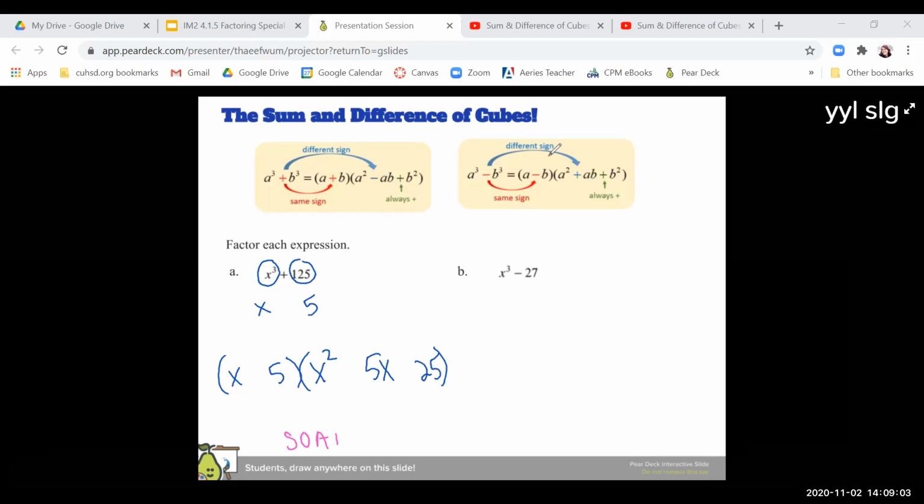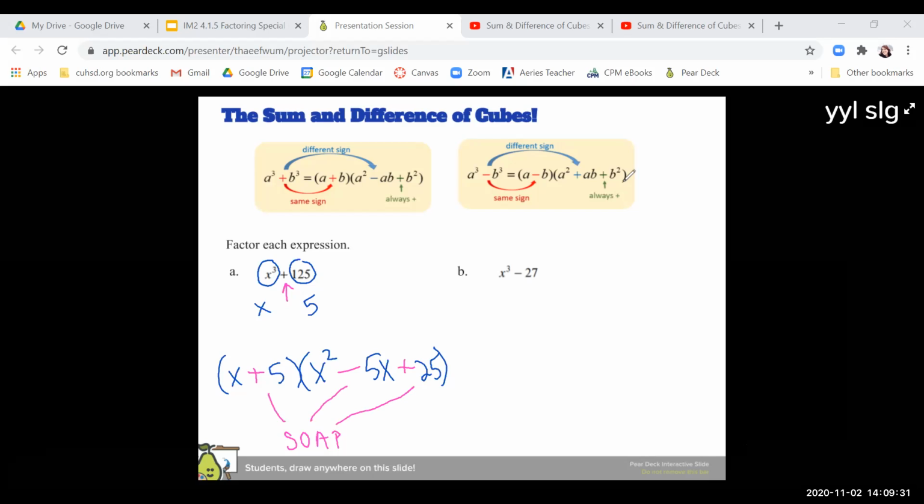SOAP stands for same sign in the beginning. Because the problem was plus, we start with plus. Same means plus in this case. Opposite, minus. Always positive. Same, opposite, always positive.